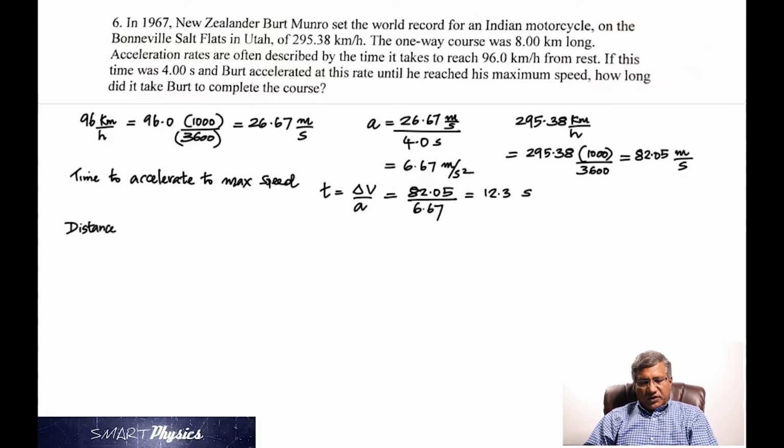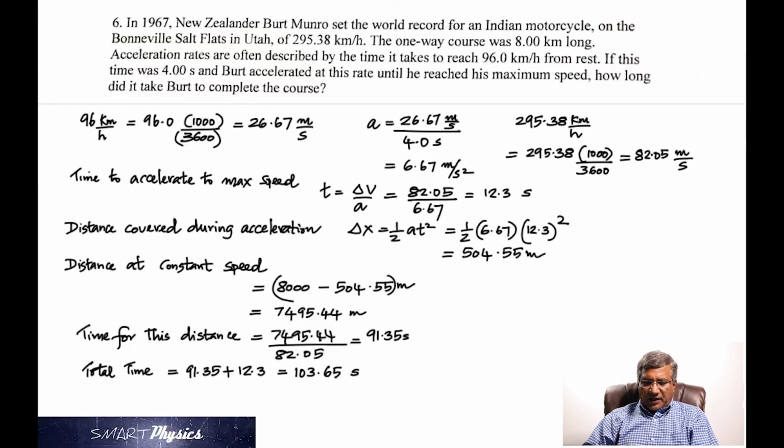So the distance that the person covered during the acceleration, delta x, is equal to 1/2 a t squared, because the initial velocity is 0, so we do not have that term of v naught t. So that gives 1/2 times 6.67 times 12.3 squared, which is 504.55 meter. And the total distance was 8 kilometers, which is 8,000 meter, right?